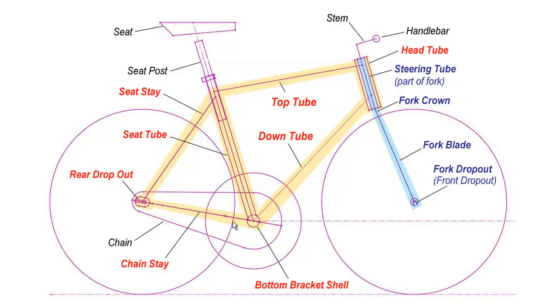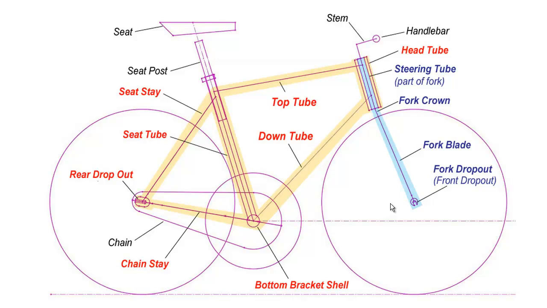The chain stay, seat tube, and down tube all converge at a cylinder which is known as the bottom bracket shell. Through this cylinder passes the axle for the crank. The seat stay and the chain stay meet at the back at the rear dropout. The rear dropout is a slot through which the rear axle of the rear wheel passes.